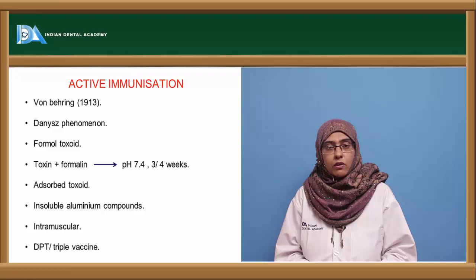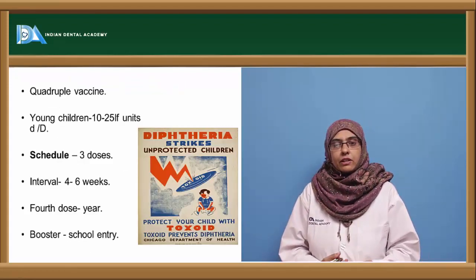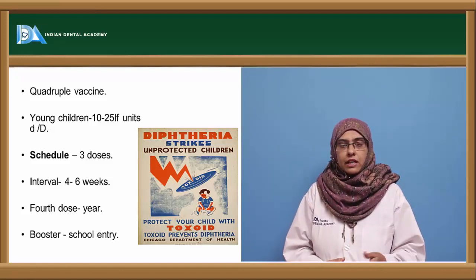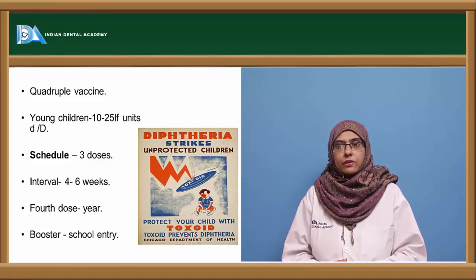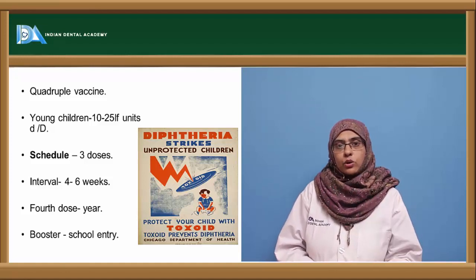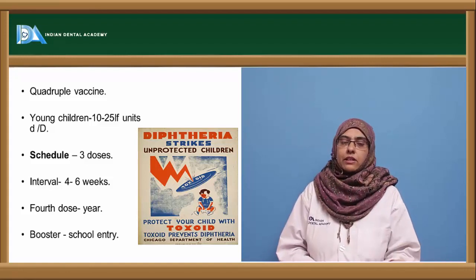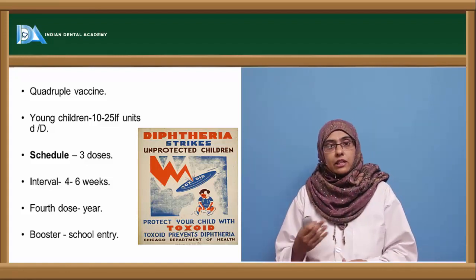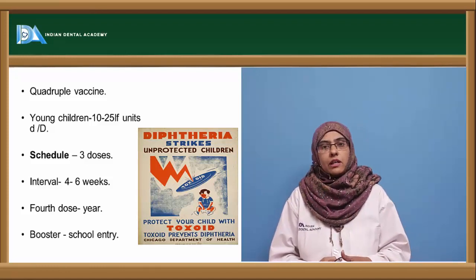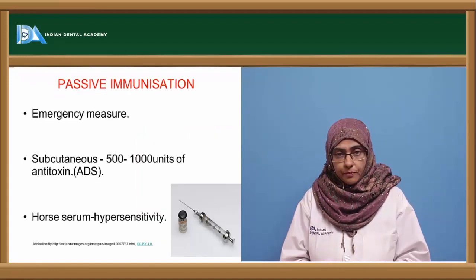Nowadays we have a quadruple vaccine along with the inactivated polio vaccine, mostly given to young children. They are highly immunogenic in young children, and are given in a dose of 10 to 25 LF units. The small d and the capital D indicate the low dose, which is usually given to adults, and the capital D is the complete dose given to children. The schedule is 3 doses with an interval of 4 to 6 weeks, the 4th dose is given after a year, and a booster dose can be given upon school entry.